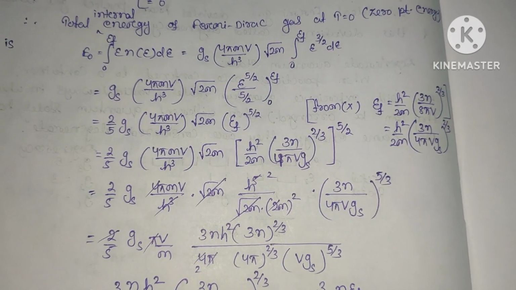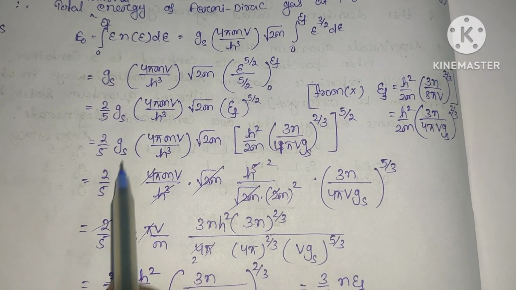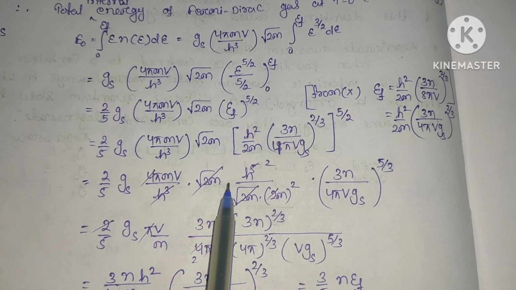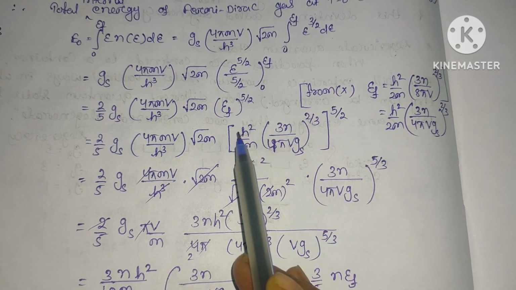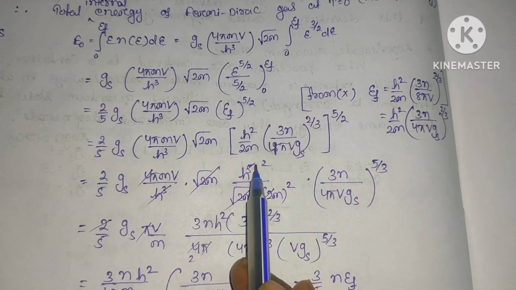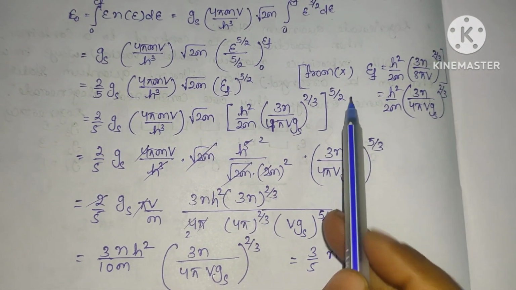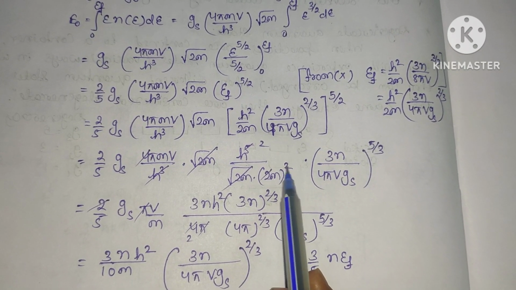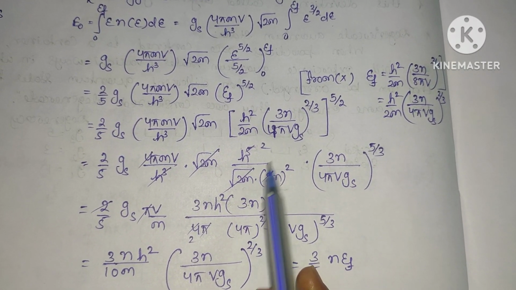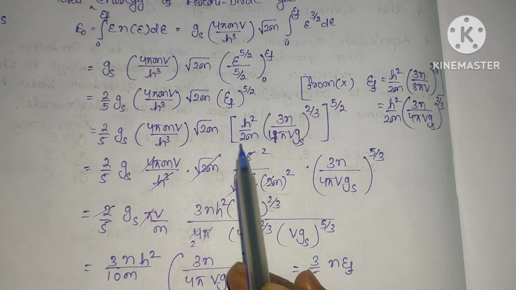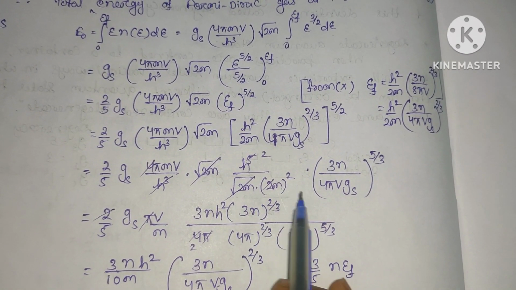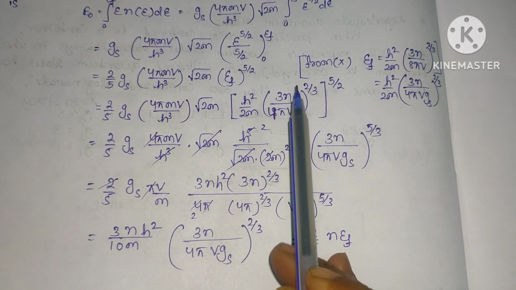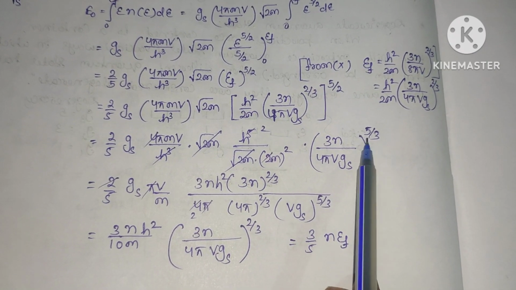Clear? Now this is 2/5 into g_s, this 4πmV/h³ into root over 2m into h² to the power 5/2. 2 gets cancelled, that is h⁵. This is (2m)^(5/2). I can write it as root over 2m into (2m)², because 2 plus half becomes 5/2. So I can split this (2m)^(5/2) as root over 2m into (2m) whole square into this (3N/4πVg_s). This 2 gets cancelled, that will be power 5/3.